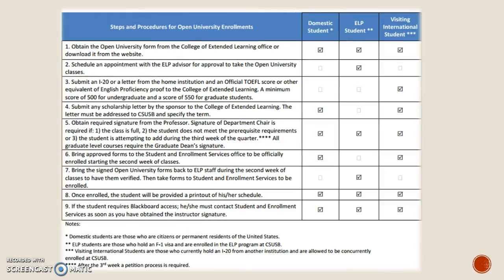Here are the steps and procedures in order to help enroll students through the Open University. As you can see, we have three different procedures. We have domestic students, our English language placement students, and visiting international students. Each one must follow this process in order to successfully be enrolled through the Open University program.